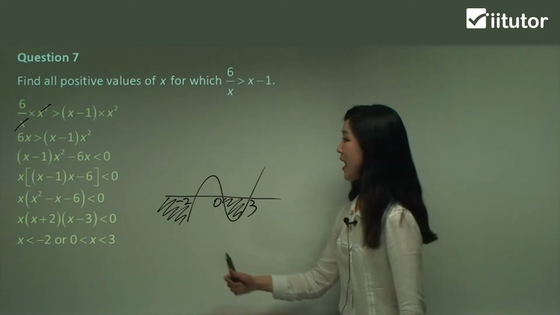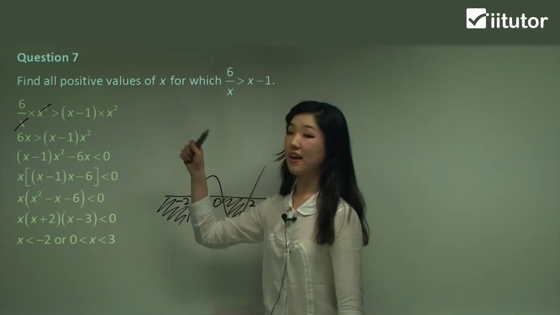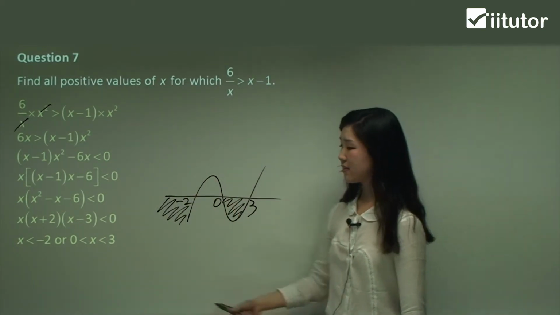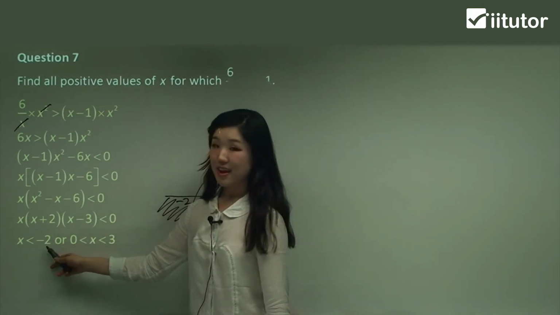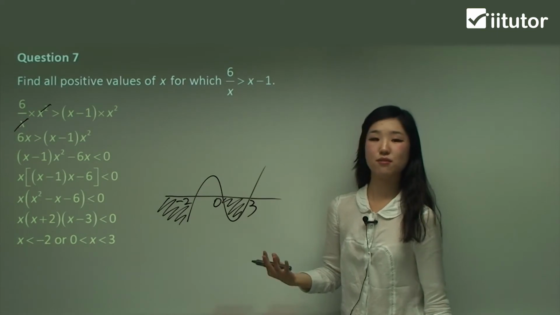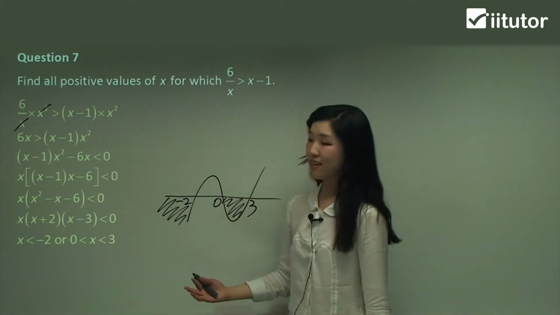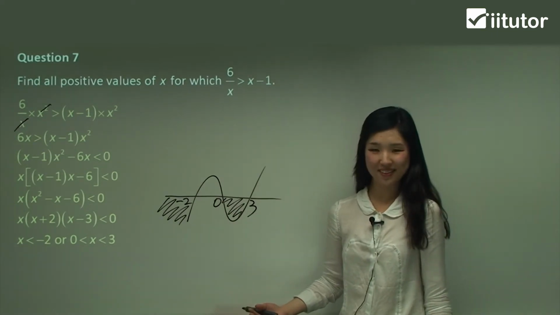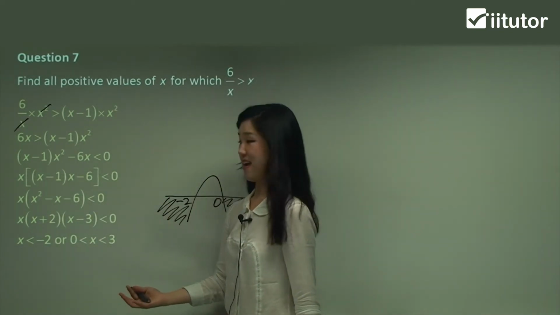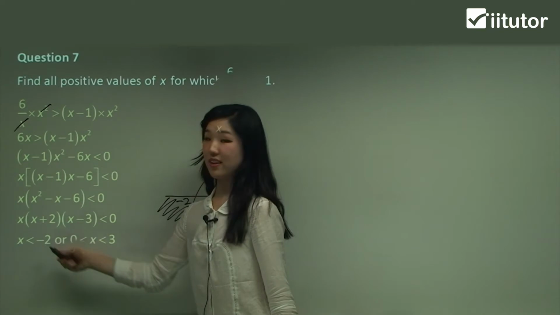This is where we're going to look at the positive values of x. It's asking us to find the positive values of x. Have a look. X is less than negative 2. Negative 2 is a negative number. If it's less than negative 2, it will be even more negative, isn't it? So that does not satisfy what the question asks us to find. So that's definitely not going to be it.